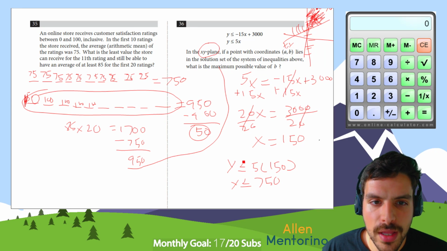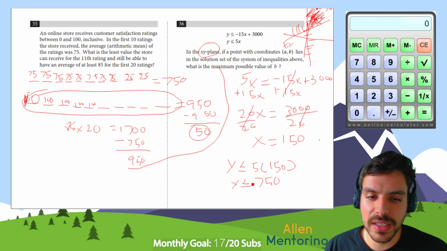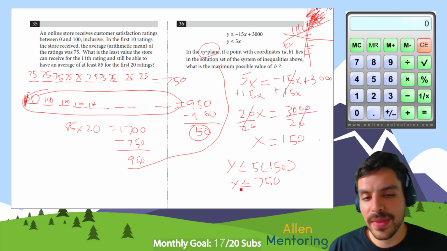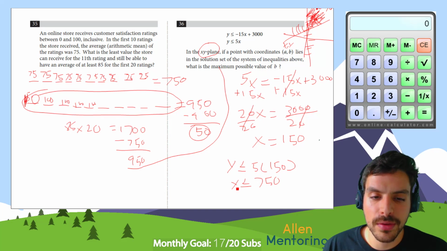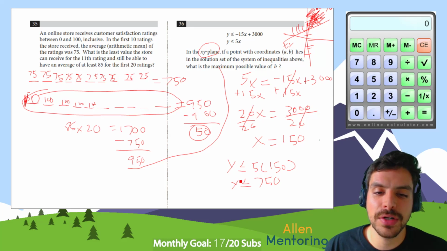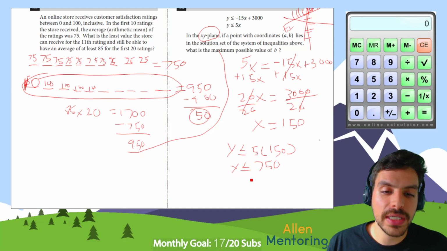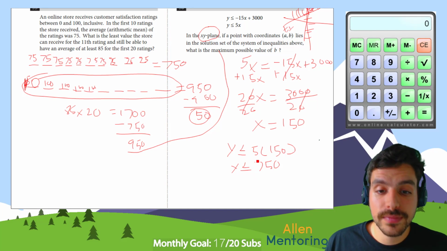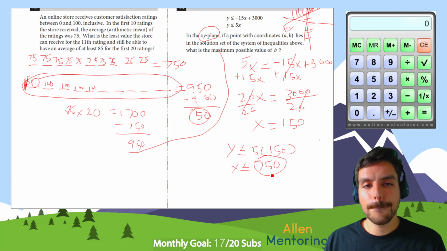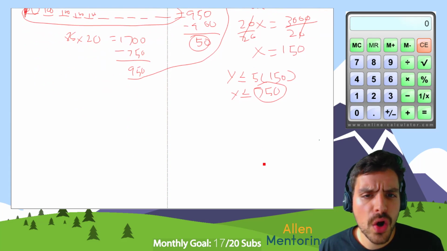So basically it's saying, what is the maximum possible value of B? Well, we know that B is basically the same thing as Y, right? It's the Y value. And Y has to be less than or equal to 750. So the maximum possible value of B, aka Y, is 750. Boom.